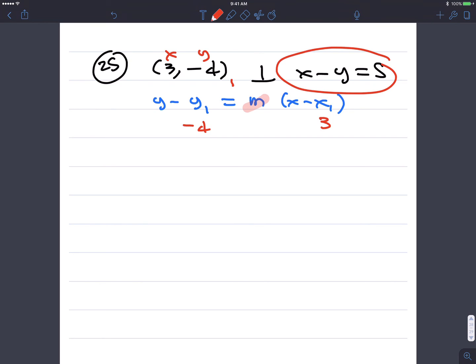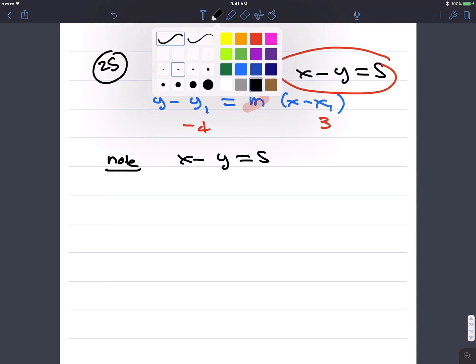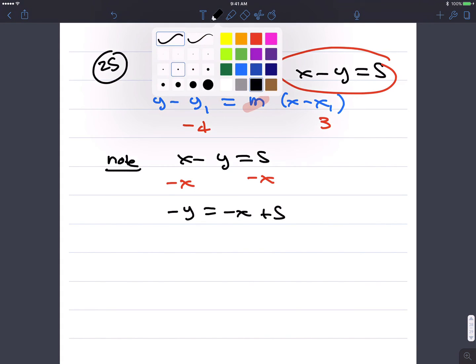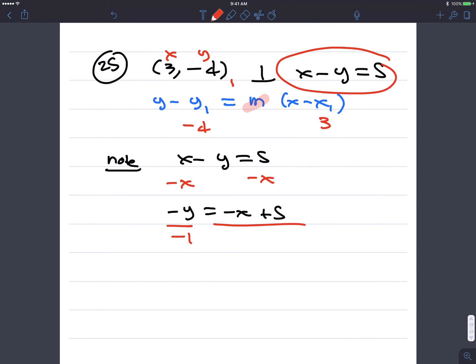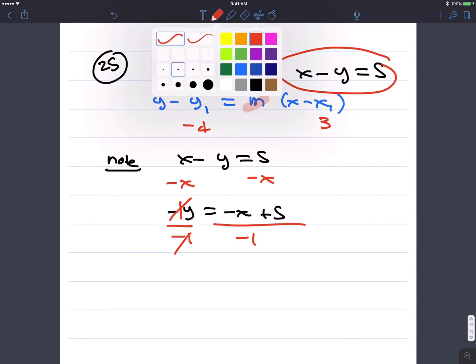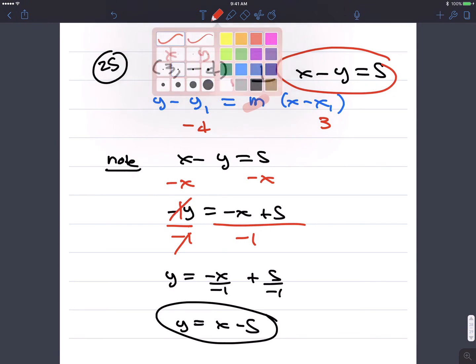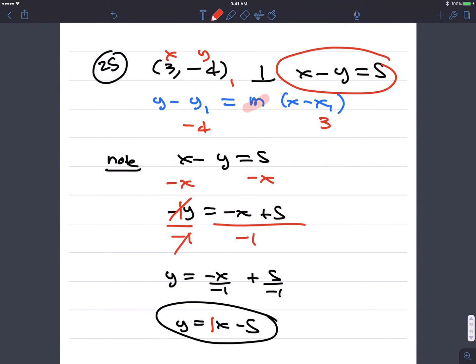So we're going to have to solve this equation for y and put this in slope-intercept form. So let's note x minus y is 5. Subtract x. Negative y is negative x plus 5. Divide both sides by negative 1. Y is negative x over negative 1 plus 5 over negative 1, or y is x minus 5. Notice here what your slope is. Your slope is 1.